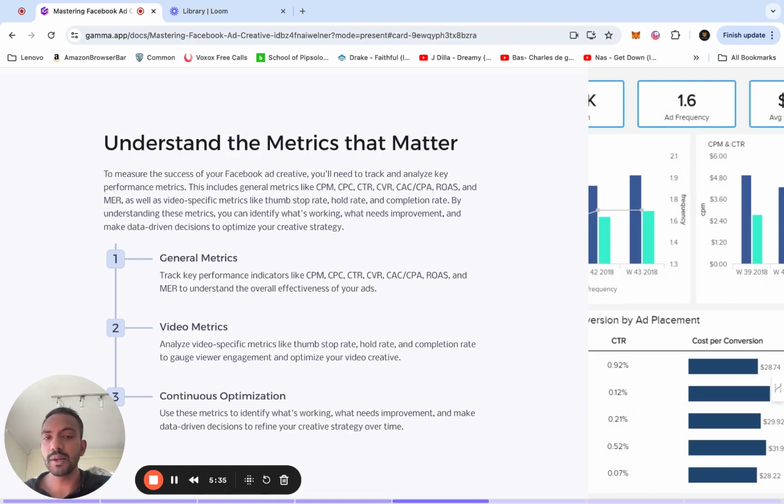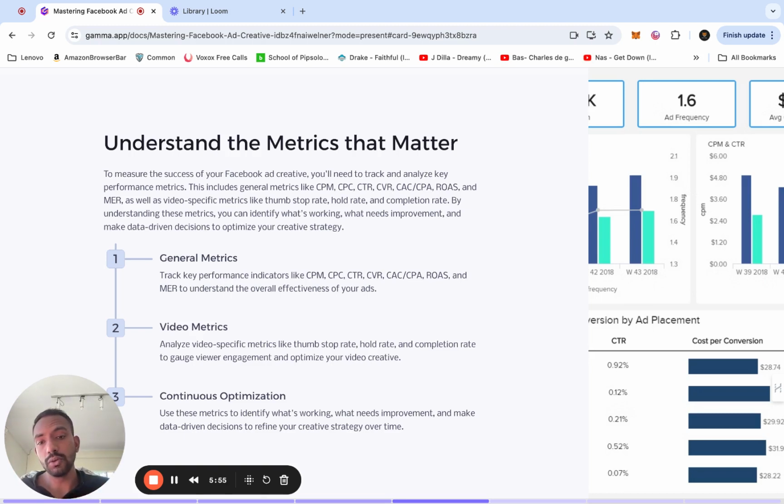I'm not going to say exactly what it should be because it'll vary based on what product you're running. But generally, you want to aim for cost per click of less than $1, CPM less than $10, conversion rate between 2 to 5%. These are generally industry standard metrics for e-commerce.